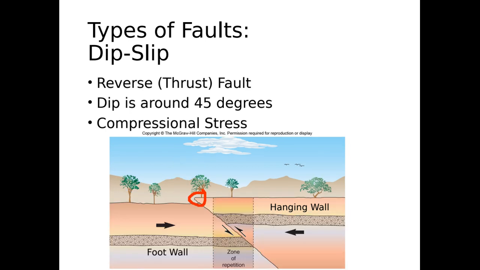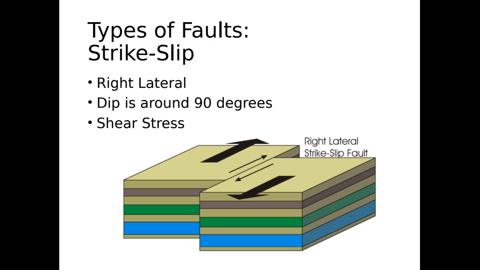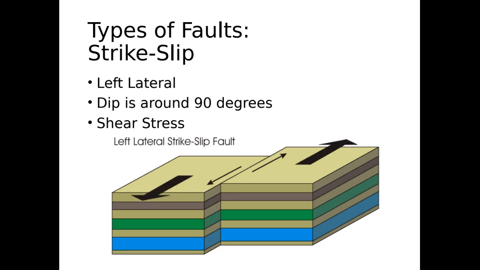Strike slip faults move along the strike, so they don't move so much at an angle. It tends to be a 90-degree fault, with two blocks moving next to each other, or scraping by each other, like the San Andreas fault.